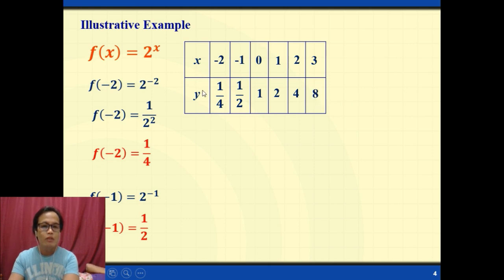Mao na ni ang atong table of values para ani nga function. This is now our table of values for this function using the domain negative 2, negative 1, 0, 1, 2, and 3. Now let's proceed.